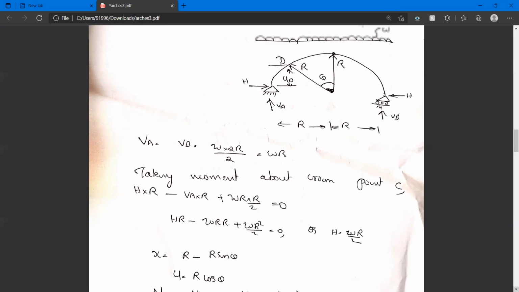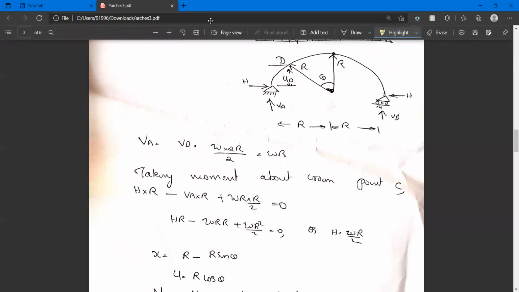To find out the horizontal reaction, what we should do? We should take moment about the crown point. So here it is H into the rise, which is r, H into r minus VA into r. Again, UDL is acting, so W r into r by 2. So we got the horizontal reaction.